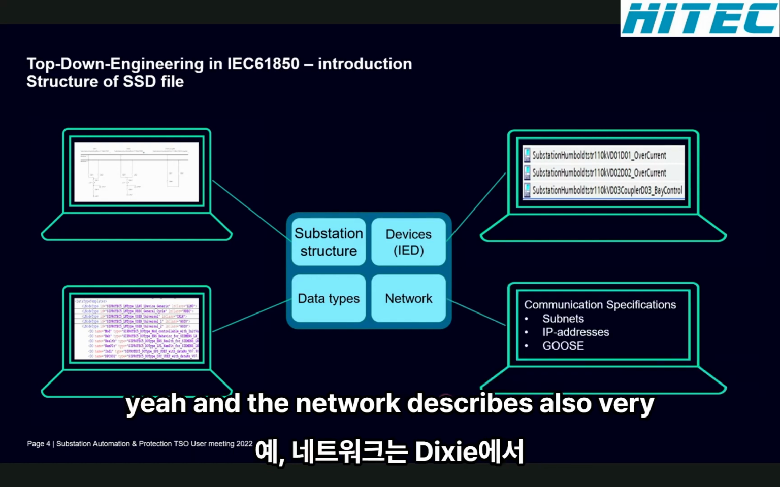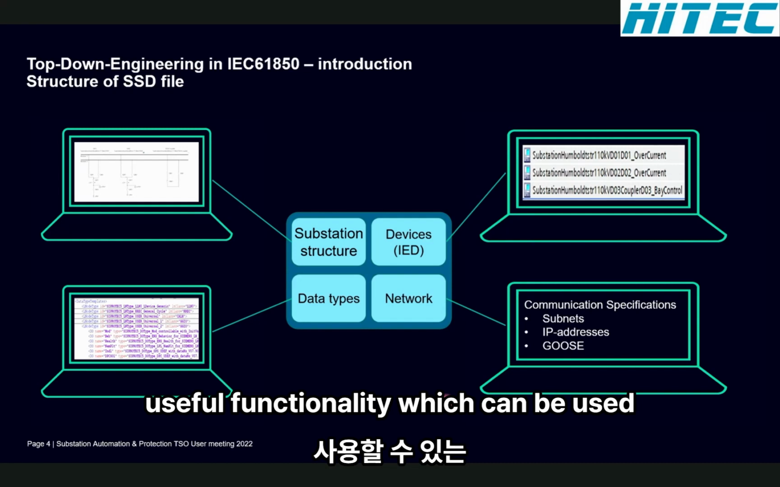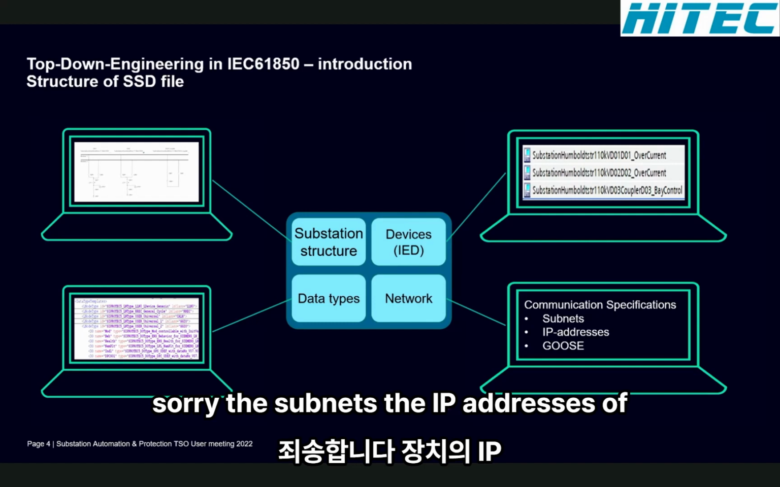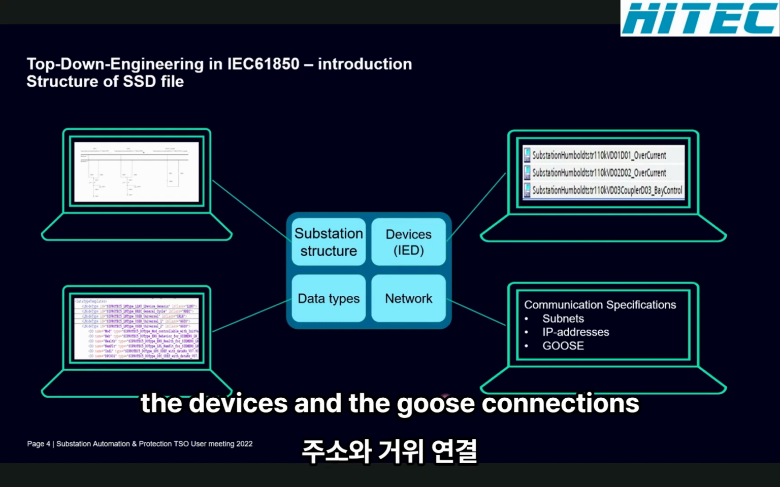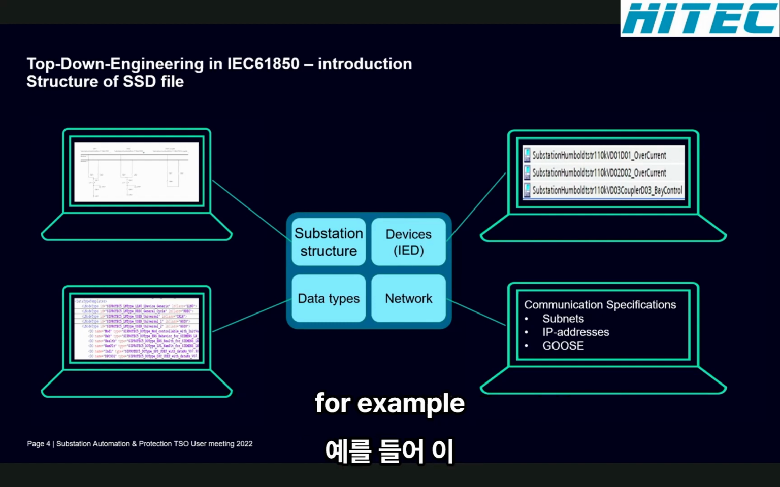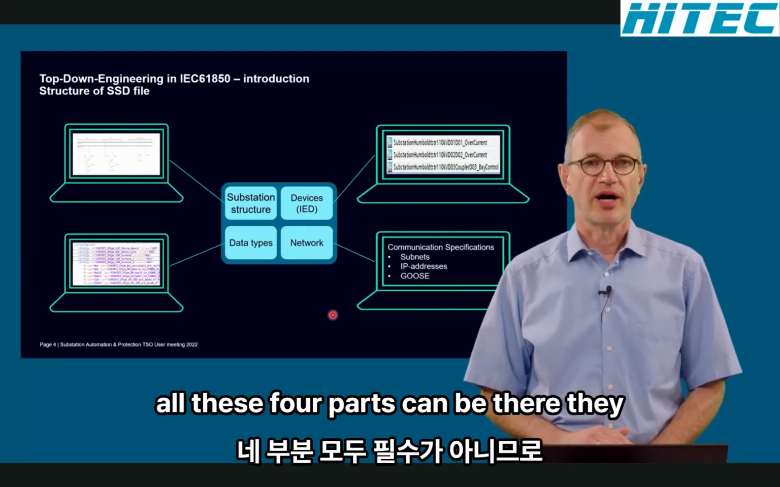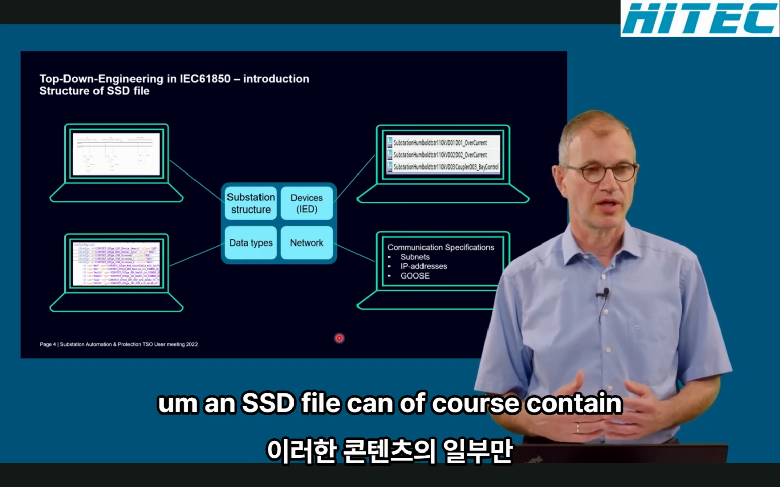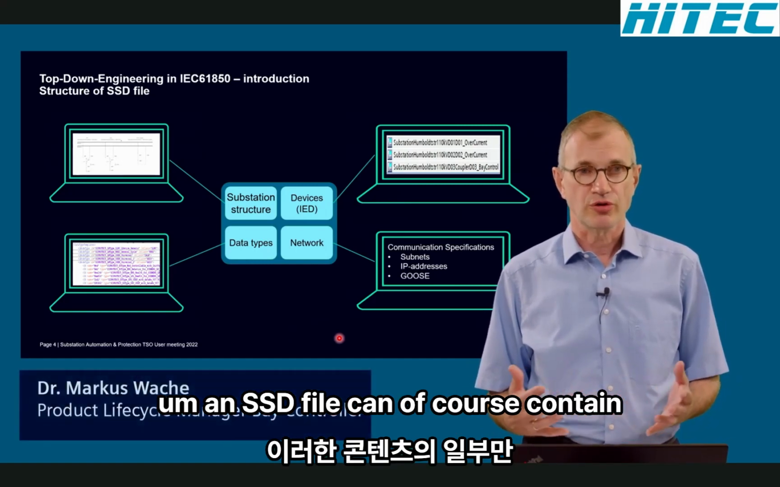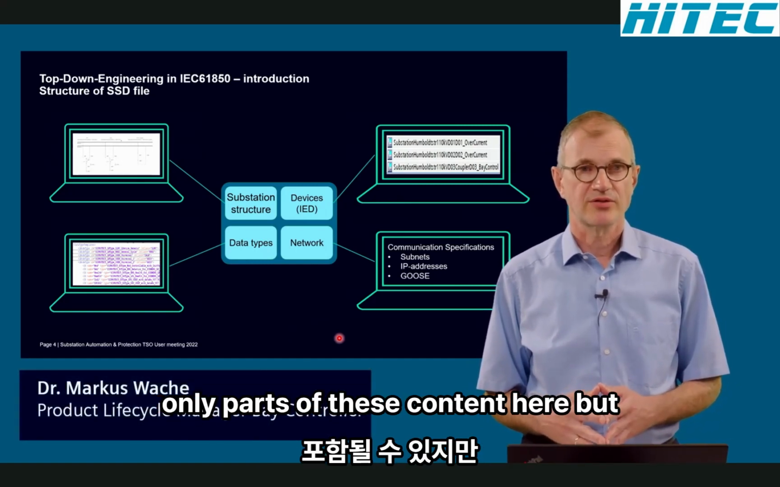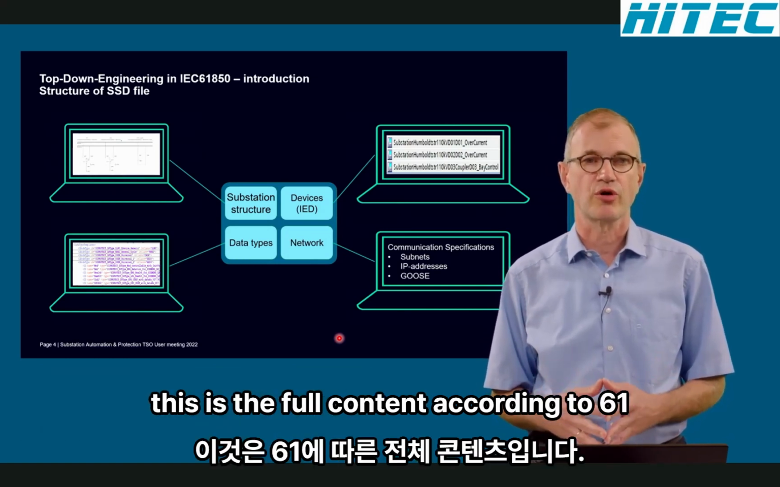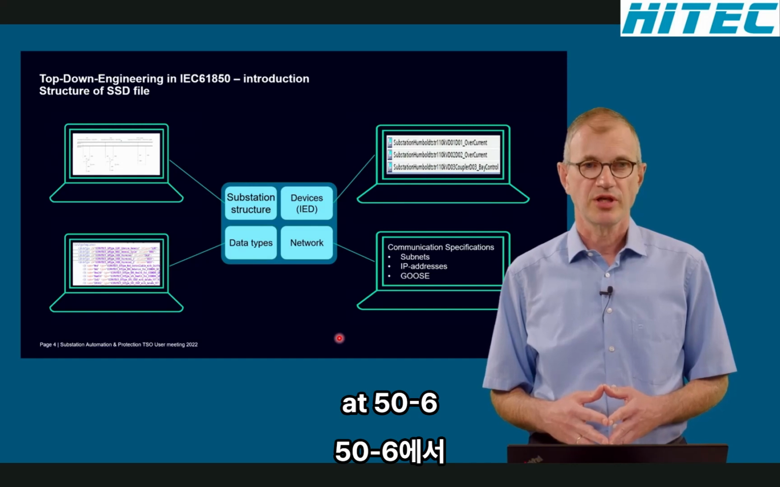And the network describes also very useful functionality which can be used by DIGSI. The subnets, the IP addresses of the devices, and the GOOSE connections, for example. All these 4 parts can be there. They are not mandatory, so an SSD file can of course contain only parts of this content here. But this is the full content according to 61850-6.